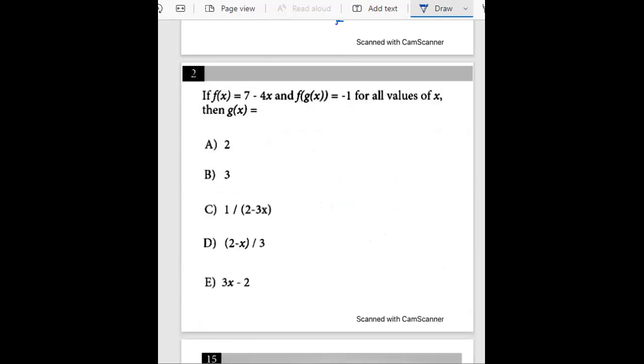So basically we have f of x is 7 minus 4x and f of g of x is -1 for all values of x. Then g of x is, so what do you think about this question? How do we solve such questions?